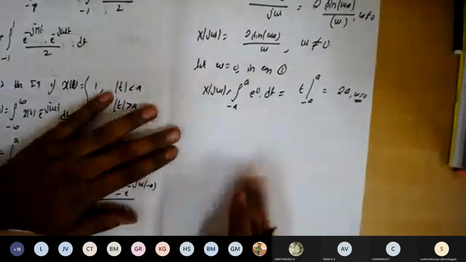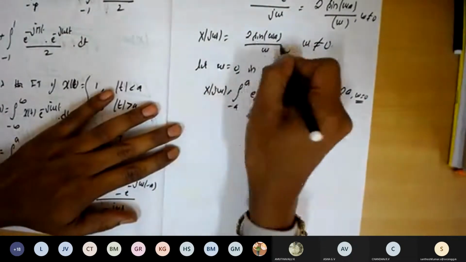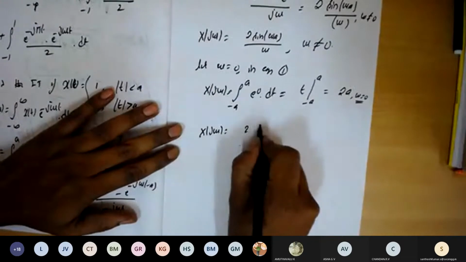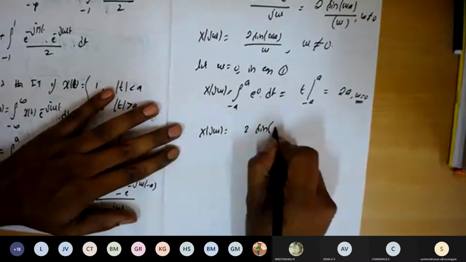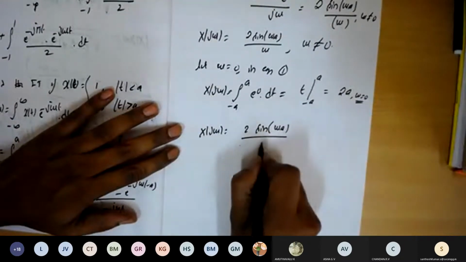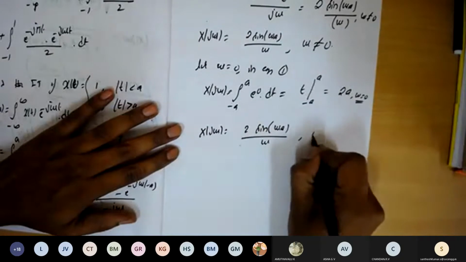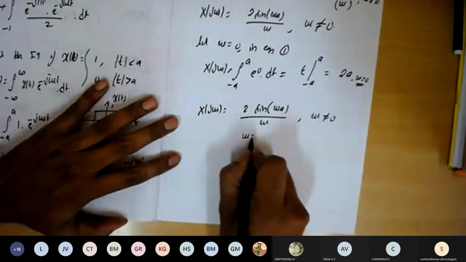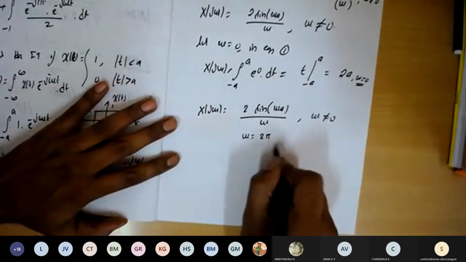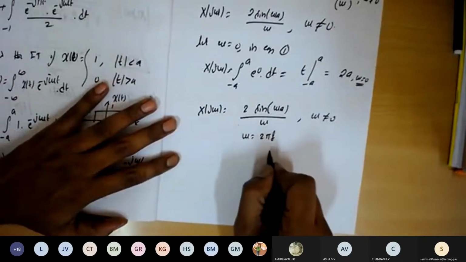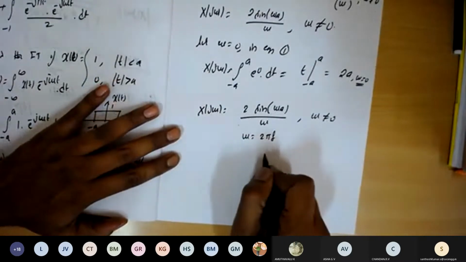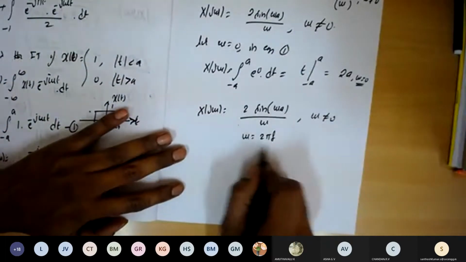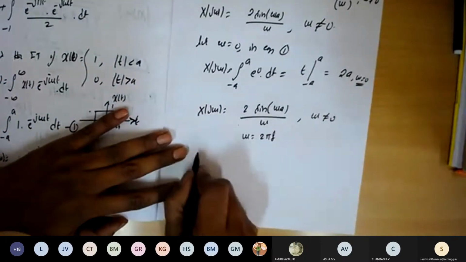Okay, fine. Now I'll consider the first case here. I'm going to consider this X of j omega, which is equal to 2 sine omega a divided by omega. For omega not equal to 0, I'm going to substitute omega is equal to 2 pi f, because omega is nothing but angular frequency.